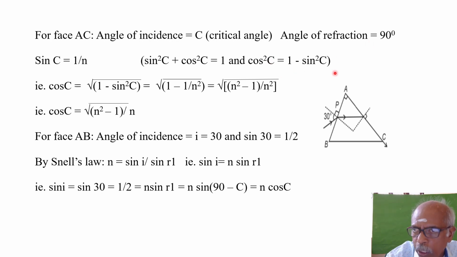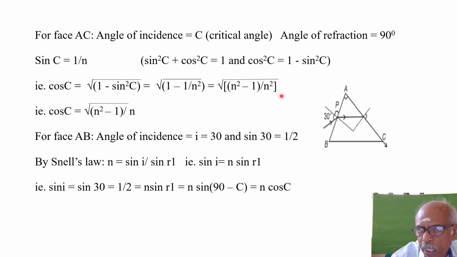If you take the square root on both sides, cos C is equal to square root of 1 minus sin squared C. That is equal to square root of 1 minus, what is sin squared C? Sin C is equal to 1 by n, so sin squared C is equal to 1 by n square. So 1 minus 1 by n square.